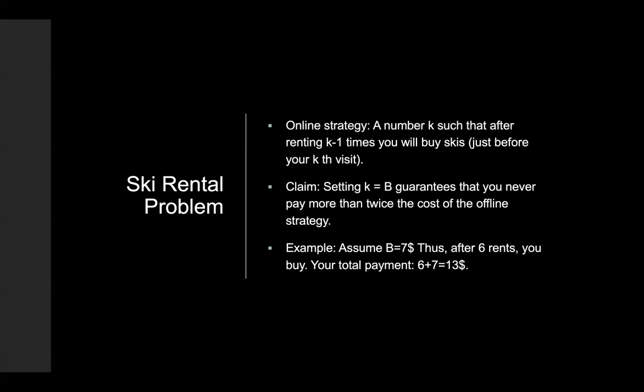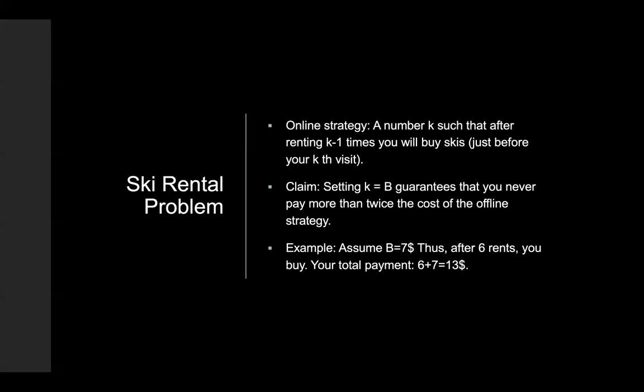Our strategy here is that we choose a number k, and until the k minus 1th time you will be renting the skis, and after k minus 1 you will buy them. By doing this, we claim that setting k equal to b guarantees that we never pay more than twice the cost of the offline strategy.